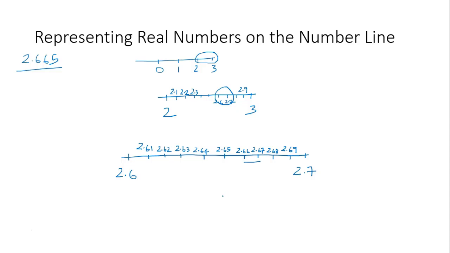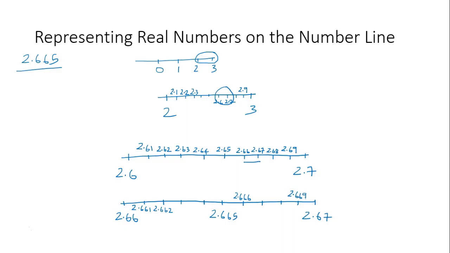Okay. So we need to zoom this small bit again. Let's do that. So you have 2.66 and 2.67. If you break this up into 10 equal parts again, this will be 2.661, 2.662 and so on. This fifth point is 2.665, 2.666 and so on to 2.669, then finally 2.67. So you find that the point that we need to locate, 2.665, is right here in the middle, and that's how you locate 2.665 on the number line.